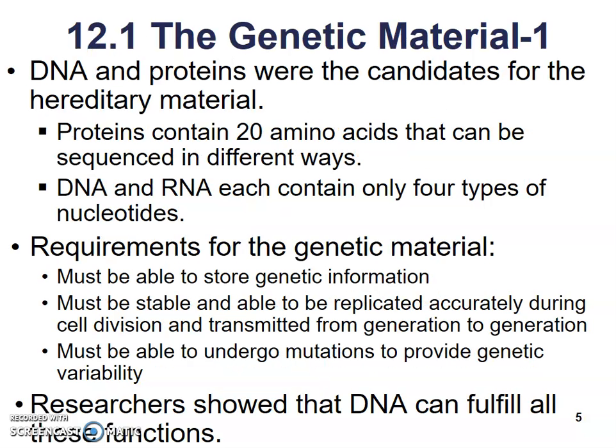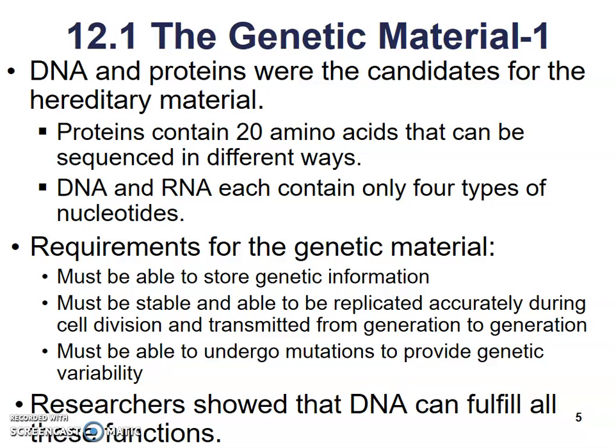So at this point, scientists wanted to know whether DNA or proteins were the hereditary material. They knew that both DNA and proteins were important, but they didn't know which one did which thing. They knew that proteins were made up of 20 different amino acids, and they knew that DNA and RNA only contain 4 different types of nucleotides.